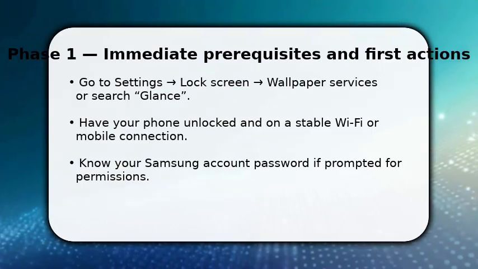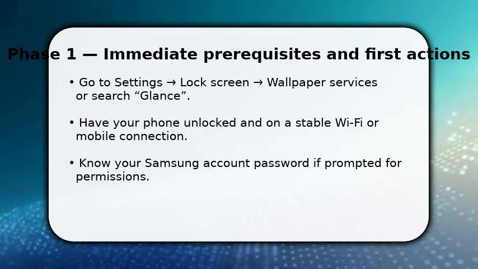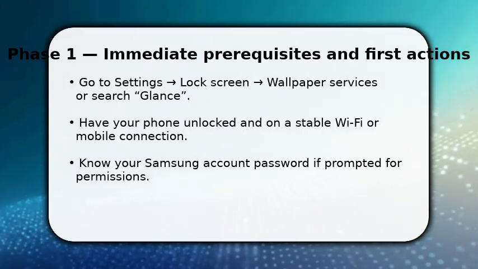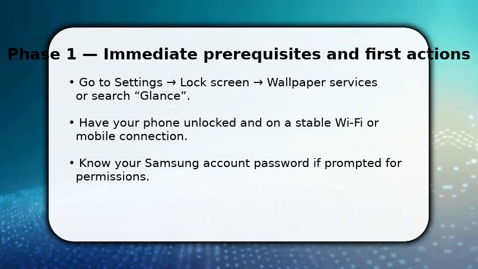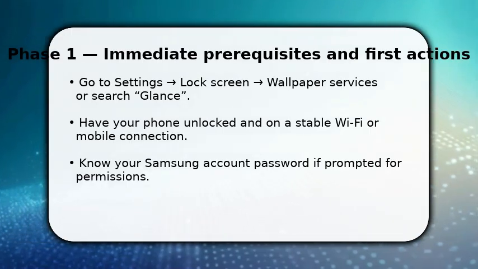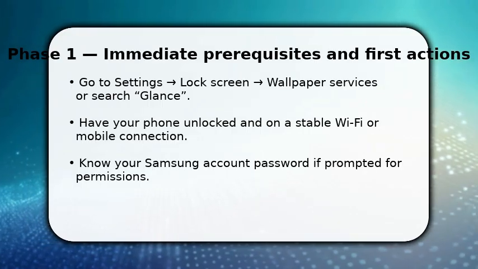You start by going straight into lock screen options. Open Settings, then Lock Screen and tap Wallpaper Services. If you don't see Glance, use the search field and type Glance. Once found, tap the Glance provider entry to access its toggles.